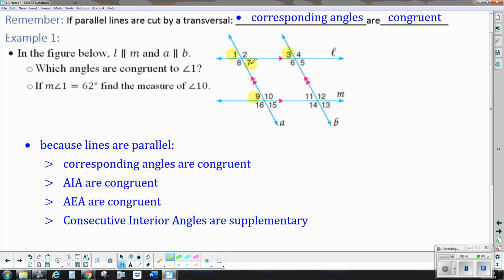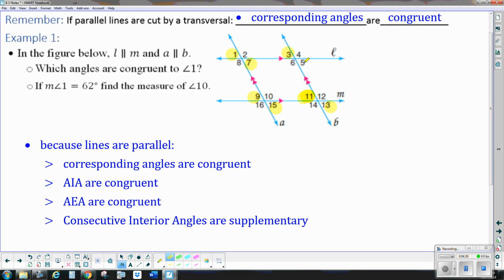Angle 7 and angle 15 are congruent because they're corresponding angles. And then angle 15 and angle 13 are also corresponding angles, where A and B are the parallel lines. 15 is an interior angle between A and B, and 13 is an exterior angle between A and B, and they have different vertices. Angle 11 is also congruent to 13 because it's a vertical angle.